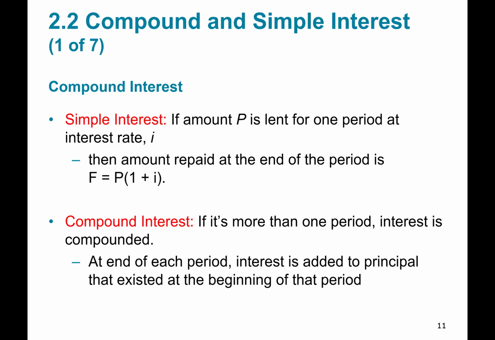So let's now understand what is compound interest. In the world of interest, it's generally classified in 2 ways. Simple interest: if the amount P is lent for one period at an interest rate i, then the amount repaid at the end of the period is F equals P times (1 plus i). Whereas compound interest, if it's more than one period, the interest is compounded. At the end of each period, interest is added to the principal that existed at the beginning of that period. Compounding means that you're adding the interest to the principal, and the next period, you're adding the interest based on that new total each time.